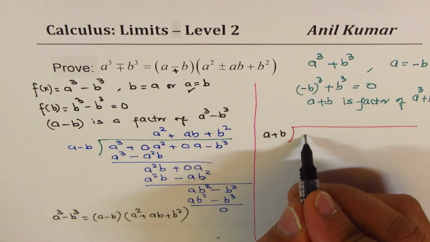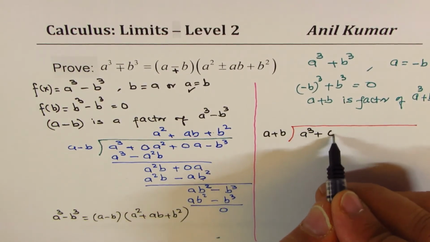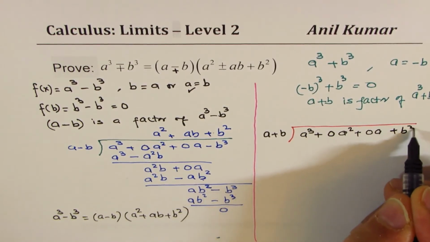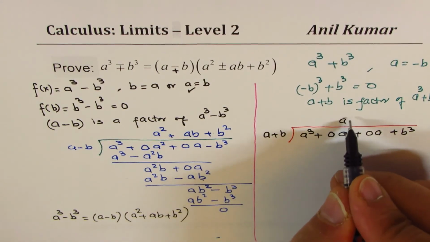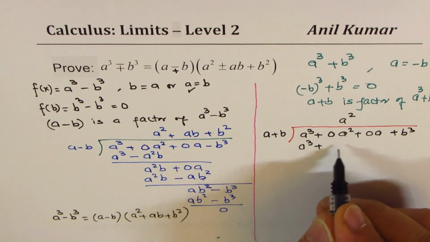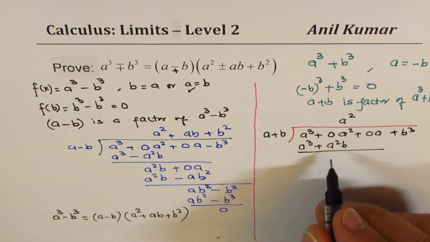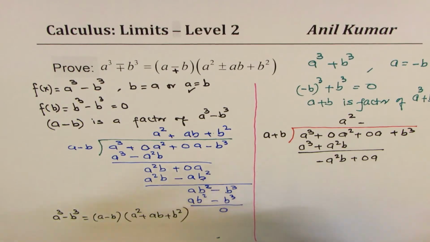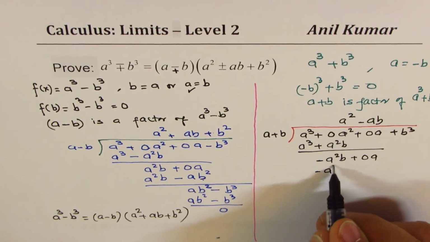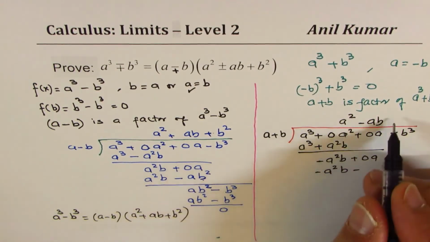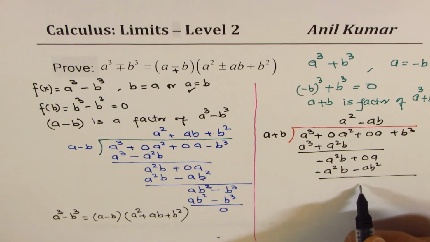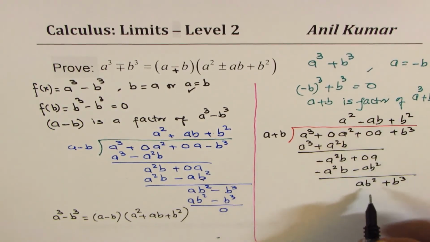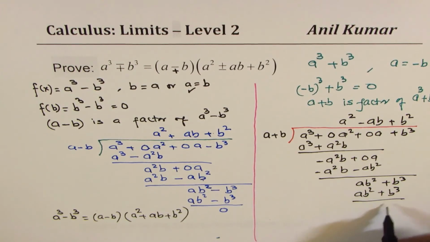Now as we did here, we'll write a cube plus b cube with filled in zeros, right? 0 a squared, 0 a, and then we have plus b cube. Perfect. Now first two terms, if you take, you have to multiply by a square, since we need to make it a cube, right? So we have a square b, and when you divide this, we have minus a square b plus 0a. So now you need to multiply by minus ab, correct? That gives you minus a square b minus ab square. And when you take that away, you get ab square plus b cube. And now we should multiply by b square. And that gives you ab square plus b cube, which is indeed 0.